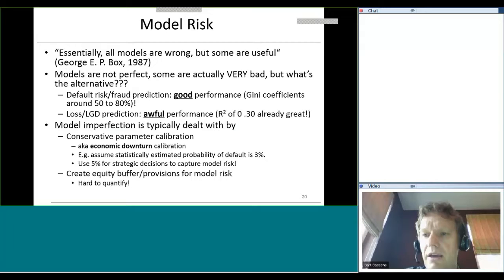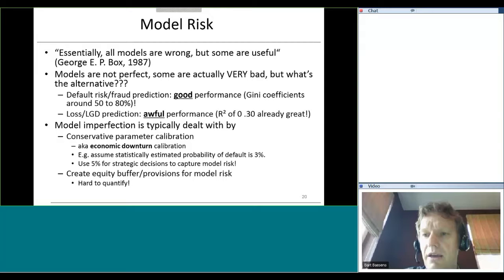The idea of stress testing is also to have an idea about model risk, because none of your analytical models are perfect, right? If you build a PD model, an LGD or an EAD model, it's always an approximation of reality, but it will never be perfect. As George Box put it in 1987, all models are wrong, but some are useful. Some models are very bad, and when I say very bad in credit risk modeling, I am predominantly talking about loss or LGD models. If you look at LGD models, and we've built quite a number of LGD models for banks worldwide, you often see that they have awful performance.